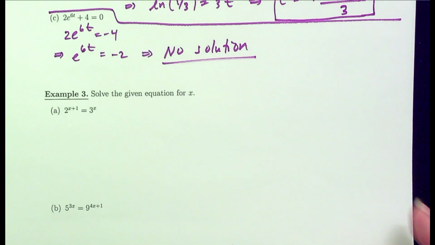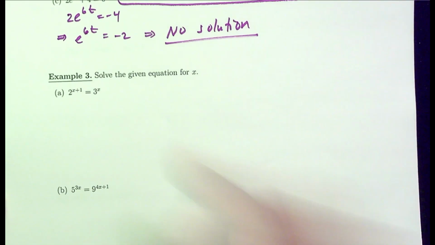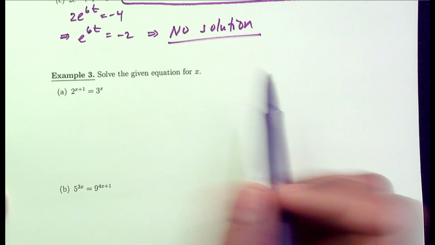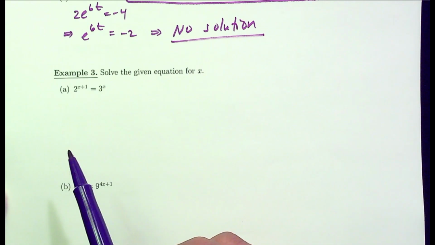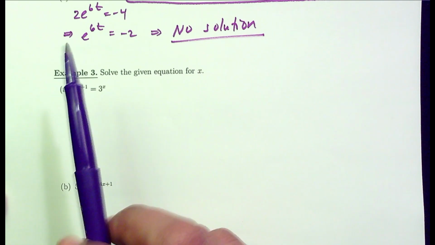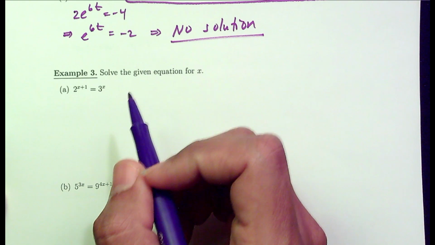Okay, let's do a few more. Now let's do a problem where you have two different bases. Two different types of exponential functions equal to each other. The way you solve this is exactly the same though. It doesn't change. So suppose that 2 to the x plus 1 equals 3 to the x.